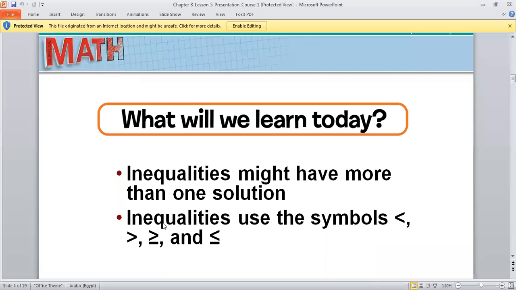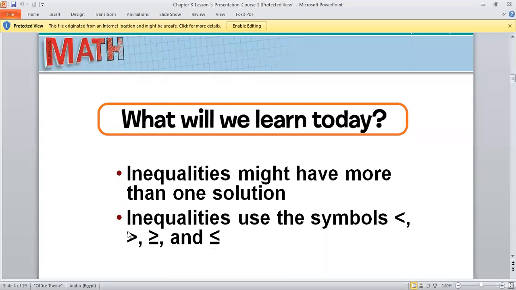Again, read what we need to learn today. Again, I will repeat it, and after that you will repeat it after me. Inequalities might have more than one solution. The second one is that inequalities use symbols like less than, greater than or equal, and less than or equal.